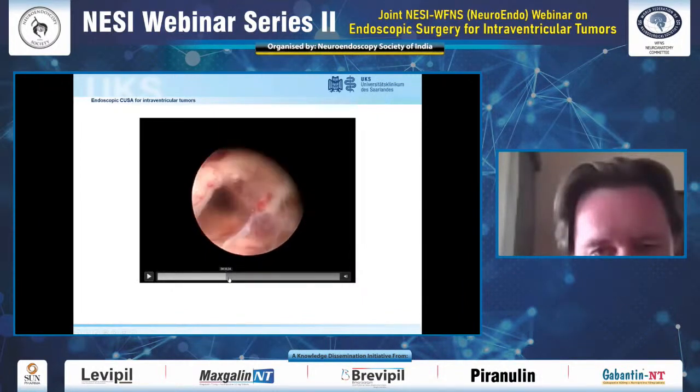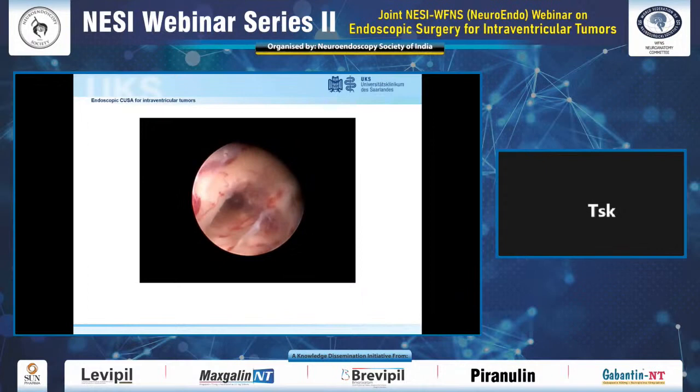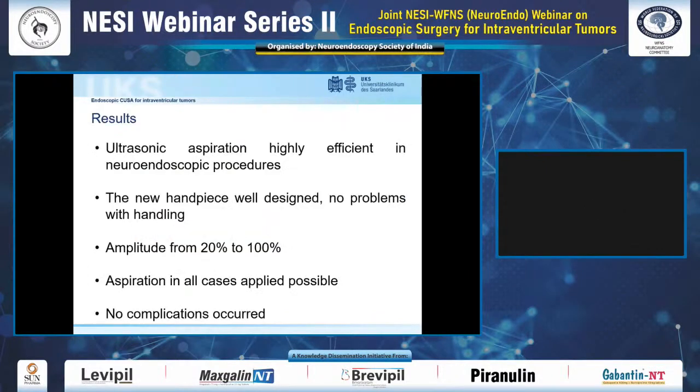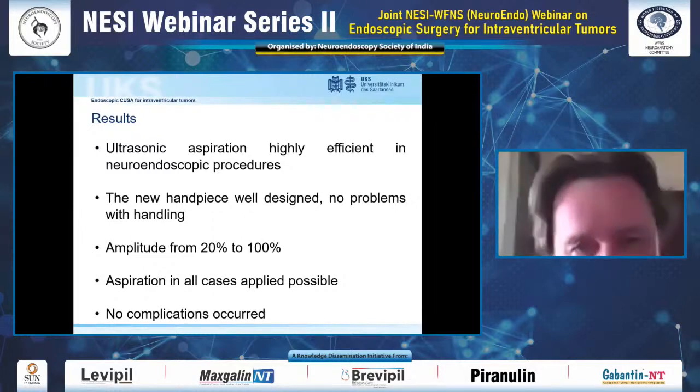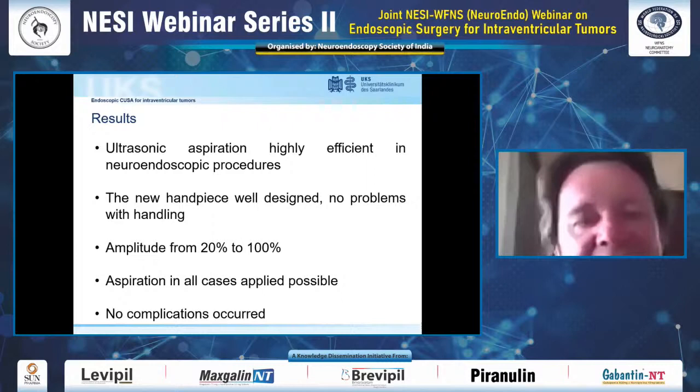And then here, this is the end result. You see the communication with the ventricle. So in our hands, the ultrasonic aspirator is highly efficient in neuroendoscopic procedures. The problem is the selection of candidates.